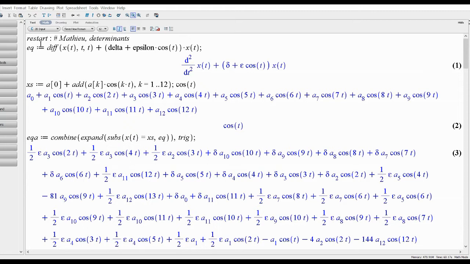Let us look at the Mathieu equation using determinants. This is the equation here. So let me start again. I was doing some calculation, but I'm going to start again here. This is the differential equation.